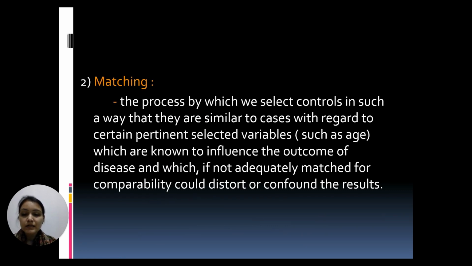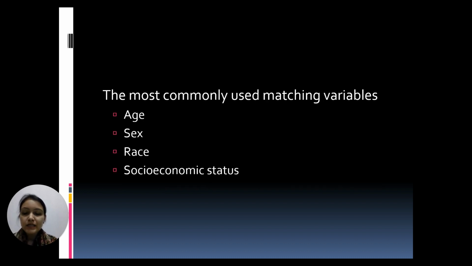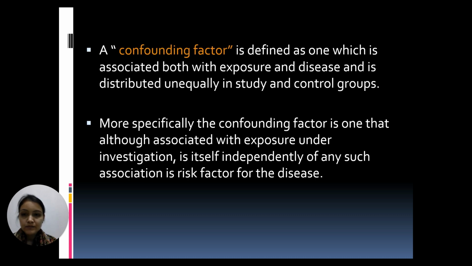The next important step in a case control study is matching. Matching is the process by which we select control in such a way that they are similar to cases with regard to certain pertinent selected variables such as age, gender, which are known to influence the outcome of disease and which, if not adequately matched for comparability, could distort or confound the results. Matching can be done on variables like age, sex, race, socioeconomic status. These are some examples of matching.